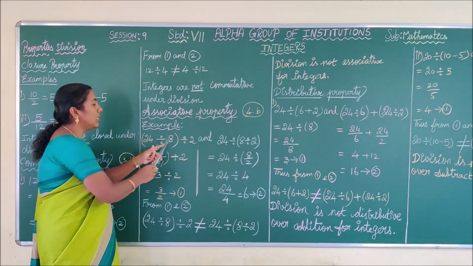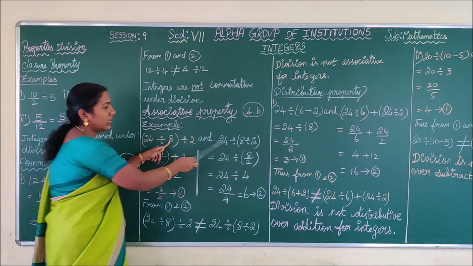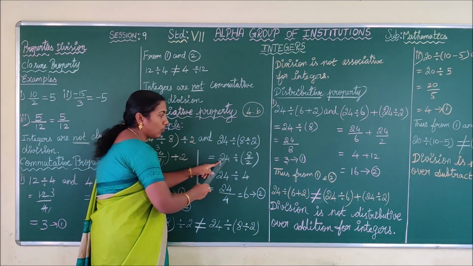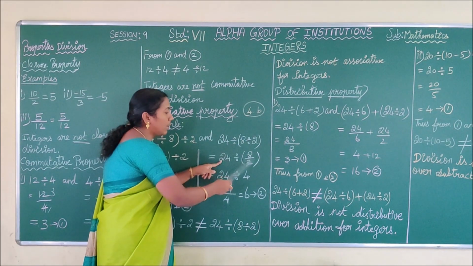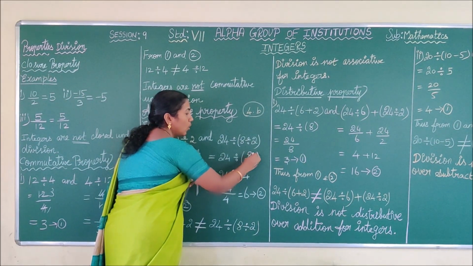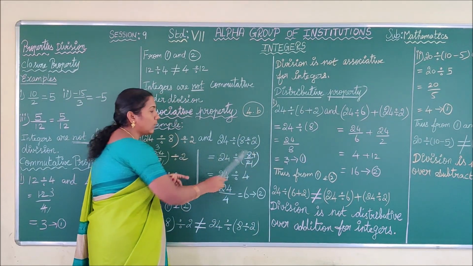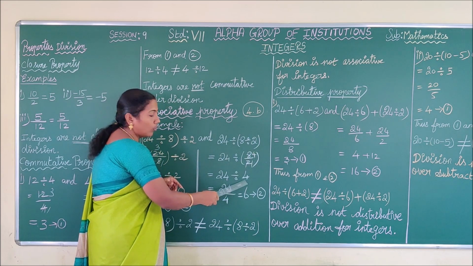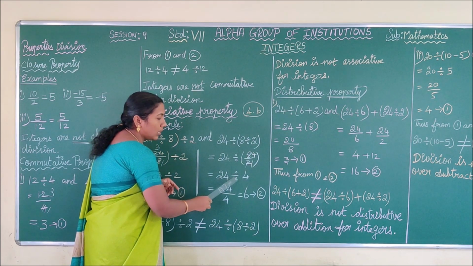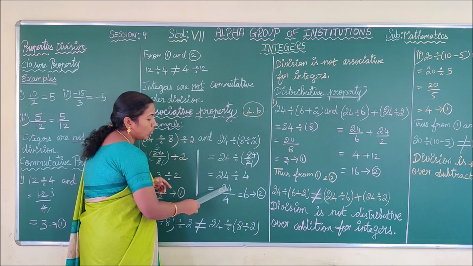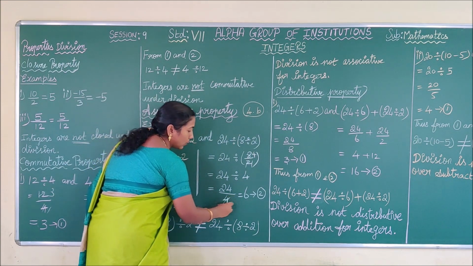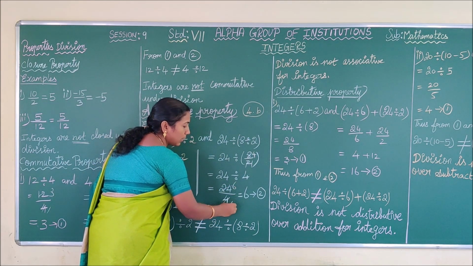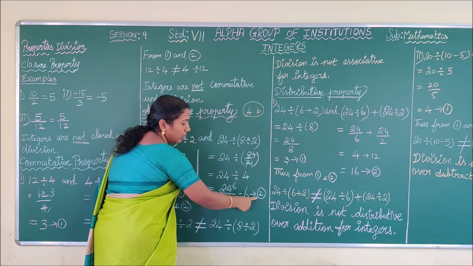Next I am choosing the second and third integers first. See here what happens. 8 divided by 2. 1 2 is 2, 4 2s are 8. That is 4 by 1 is equal to 4. That is 24 divided by 4 is equal to 24 by 4. 1 4 is 4, 6 4s are 24. 6 by 1 equal to 6. Let it be equation number 2.